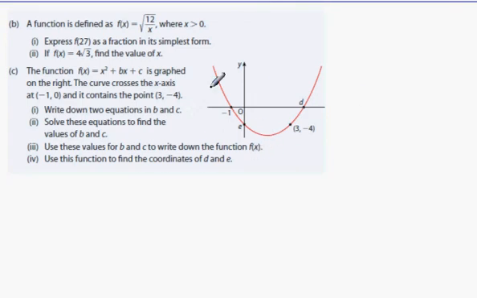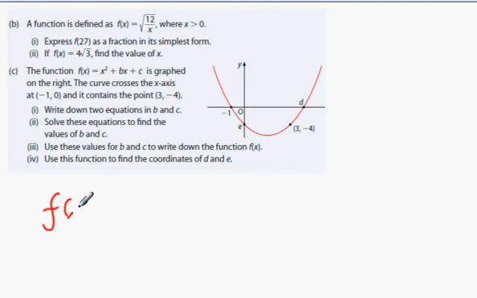A function is defined as f of x equals the square root of 12 over x, where x is a positive number. Do you see that? x has to be bigger than 0. It can be 0.1, 0.2, it can be a massive number, okay? Express f of 27 in its simplest form.